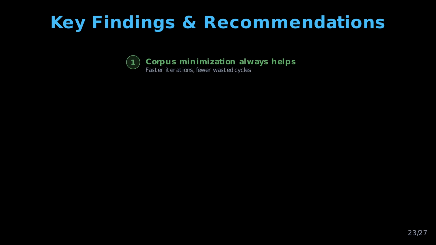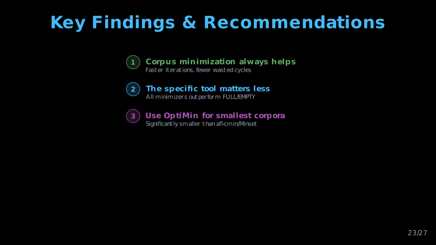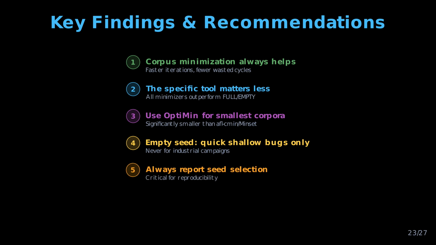Let me summarize the key findings. First, minimized corpora outperform simple empty, singleton, and full corpora for bug finding, and this is the paper's central result. Second, the specific minimization tool matters less than actually doing the minimization itself. Whether you use MinSet, AFL-CMin, or Optimin, the fuzzing outcomes are statistically similar. However, Optimin does produce significantly smaller corpora, which is advantageous and more efficient.